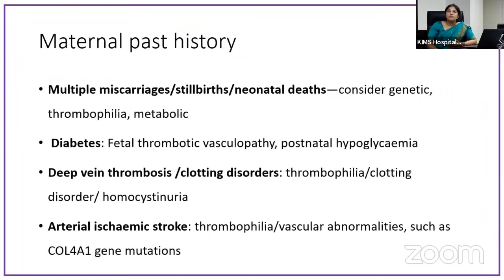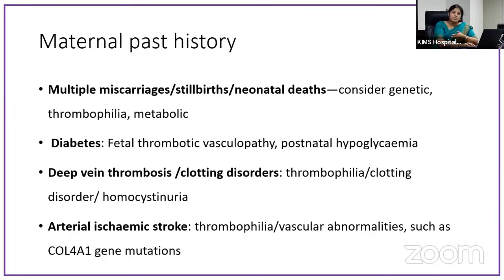Now we'll look at multiple of these points. So multiple miscarriages, stillbirths, or neonatal deaths in the family may lead us to consider genetic thrombophilic disorders or metabolic conditions. Maternal diabetes may result in fetal thrombotic vasculopathy or postnatal hyperglycemia. Deep vein thrombosis or clotting disorders in the mother may be due to thrombophilia or a clotting disorder or homocystinemia, which may again result in the child inheriting these conditions. Arterial ischemic strokes again can point towards thrombophilic conditions or vascular abnormalities such as COL4A1 mutations, which can present in neonates with stroke.